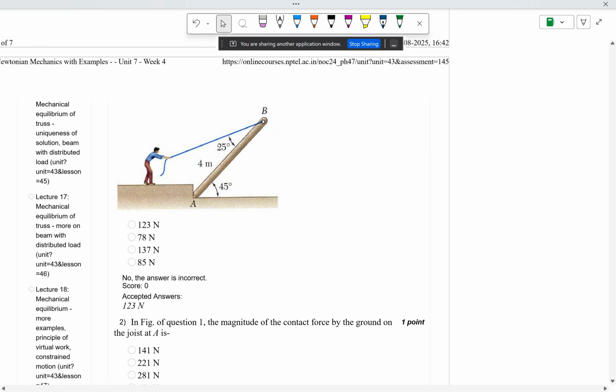So there is a man who is actually pulling on this rod kind of a thing that is touching the ground at this point A. So this is the contact point of this rod with the ground. This contact point is A, and this is a rope with which the man is pulling that rod.